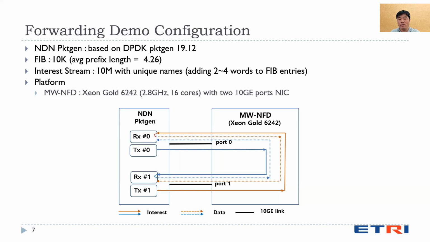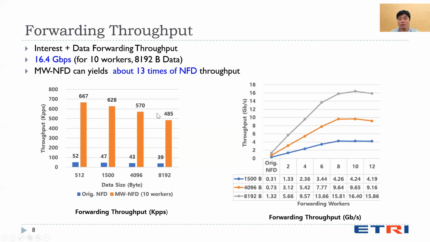The MW-NFD server has the Xeon Gold 6242 CPU with 16 cores. The FIB size is 10K, and next hops are set to send interest from port 0 to port 1, and interest from port 1 to port 0. In this demo, we define the forwarding throughput as the sum of forwarded interest and data throughput.